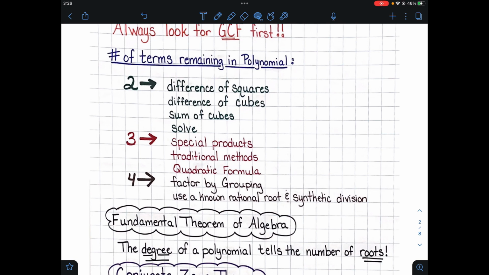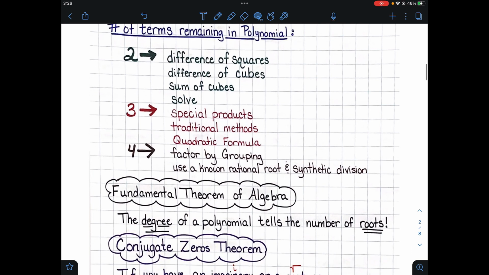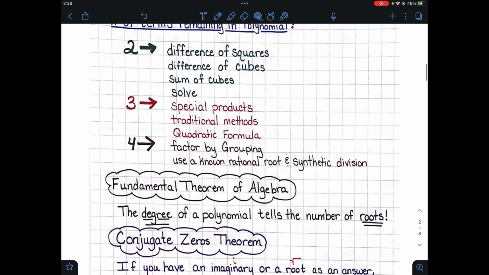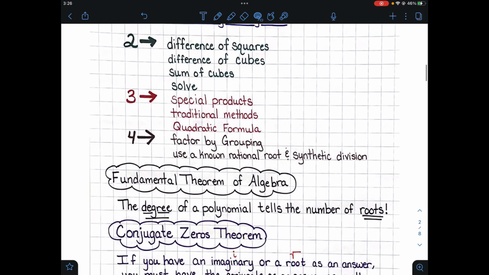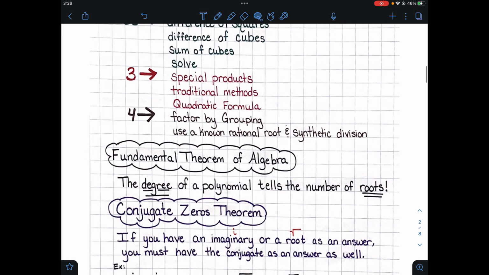Now, remember, you always look at the degree. The degree tells you the number of roots. That's the fundamental theorem of algebra. So if you put a degree 4 polynomial into Desmos and you only see 1 root, do not just say it has 1 root. You should know it has 4, so that means the other ones are going to be imaginary or complex numbers. So they will not show up on your Desmos.